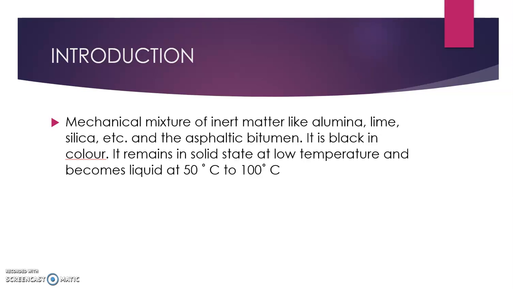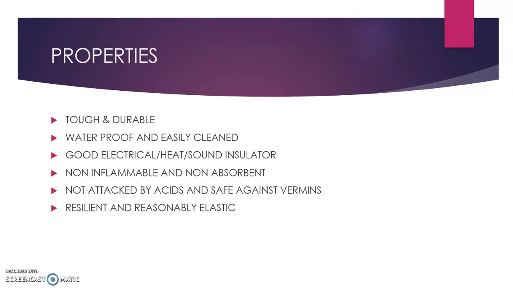If you remember, the temperature that bitumen melts at is somewhere in the range of 130 to 175 degrees, whereas asphalt will melt at 50 to 100 degrees centigrade. Now, next is properties of asphalt.